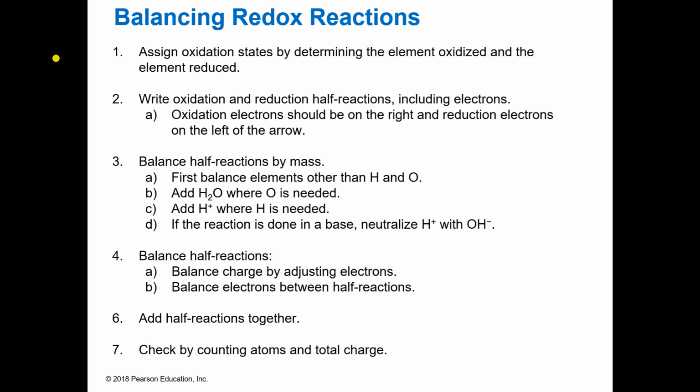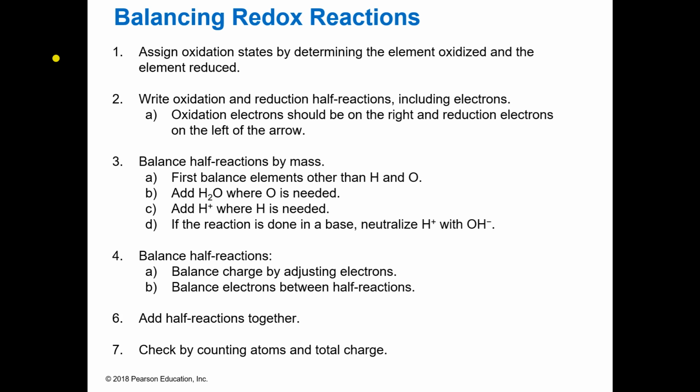When we do that, we're first going to balance all elements that are not hydrogen and oxygen. We're going to save those for last. Once we have all the other elements balanced, then we're going to balance the oxygens by adding water opposite to where the oxygen that needs to be balanced is. Sometimes there will be an oxygen on both the left and the right side of the arrow, so you're going to have to do a little bit of math in your head to figure out which side the water's going to go.